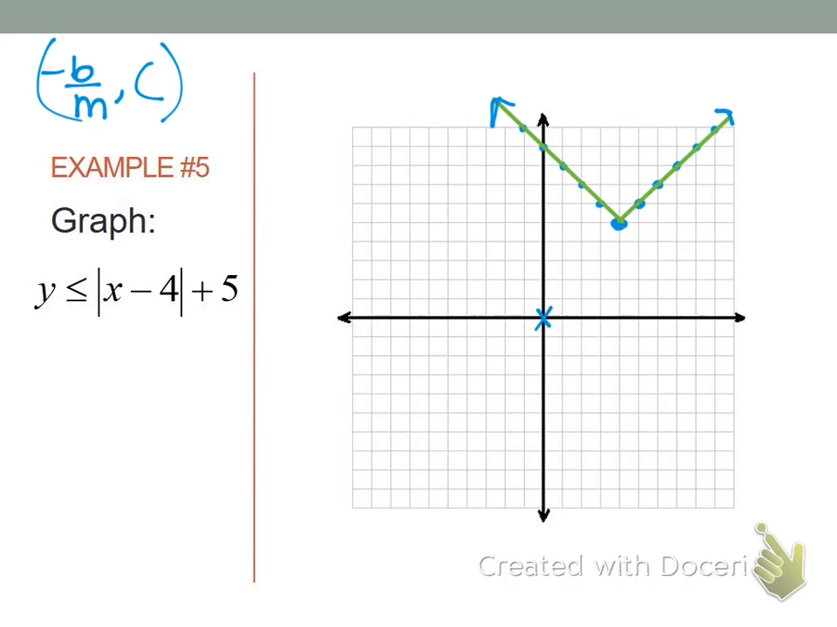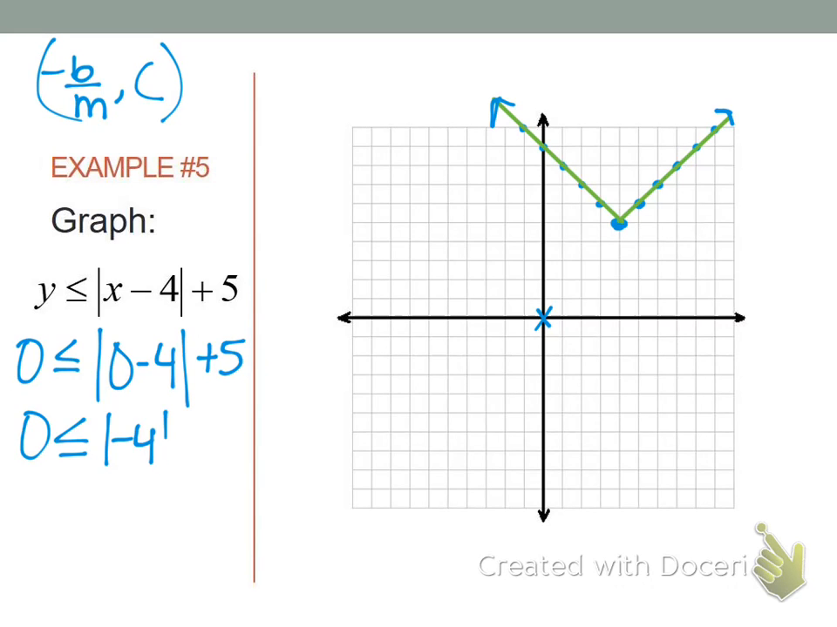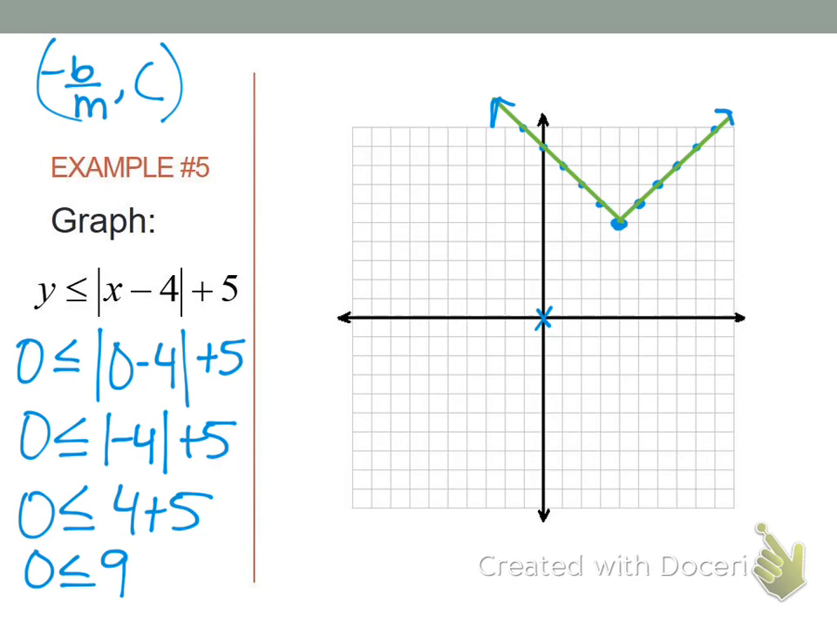So I'm testing 0, 0. I'll put a little X there to remind myself of that. 0 is less than or equal to the absolute value of 0 minus 4 plus 5. 0 minus 4, the absolute value of negative 4, is 4, plus 5. 0 is less than or equal to 9. That's true, right? 0 is less than 9.